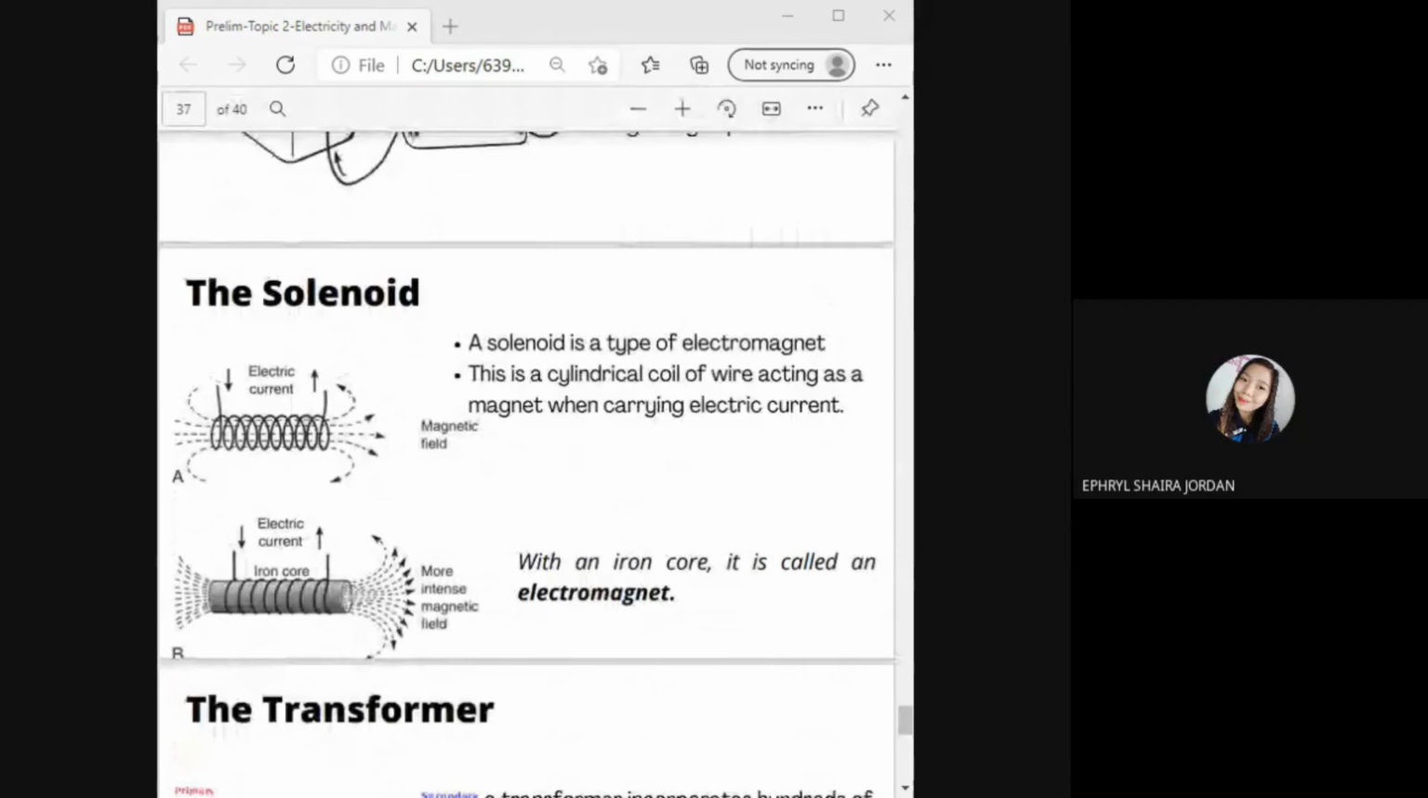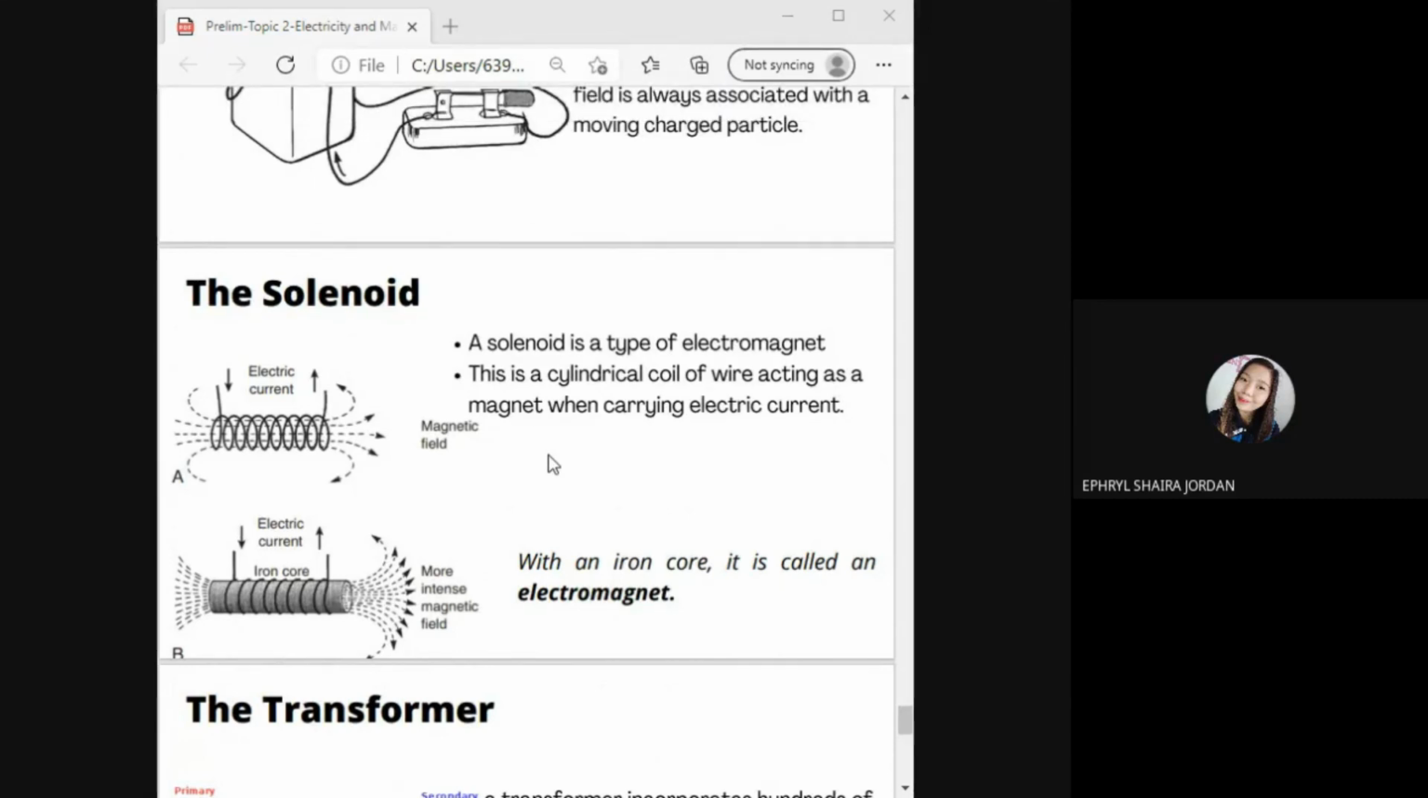So the solenoid. A solenoid is a type of electromagnet, and this is a cylindrical coil of wire acting as a magnet when carrying electric current. This is an example of a solenoid coil of wire. If there's a current flowing in it, it will eventually create a magnetic field. But if you place an iron core inside the solenoid, it will make a more intense magnetic field, and it will now be called an electromagnet.